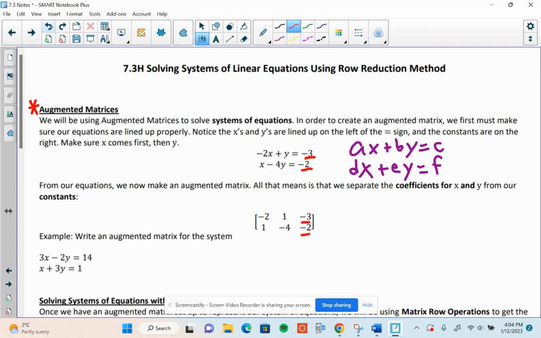So each row of that augmented matrix, top row represents the first equation, -2x plus y equals -3. The bottom row represents the second equation, 1x, so x minus 4y equals -2. When we have an augmented matrix, every row represents a linear equation.